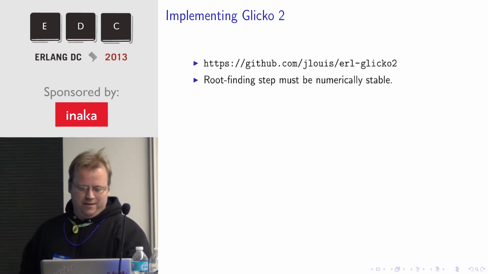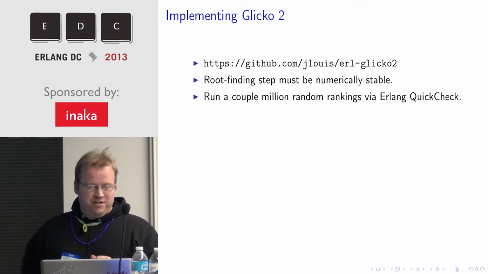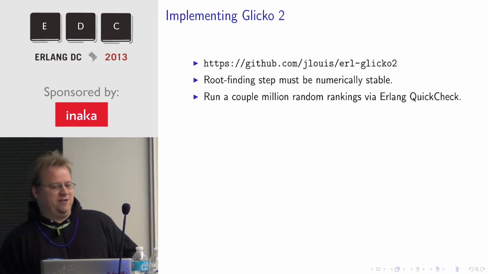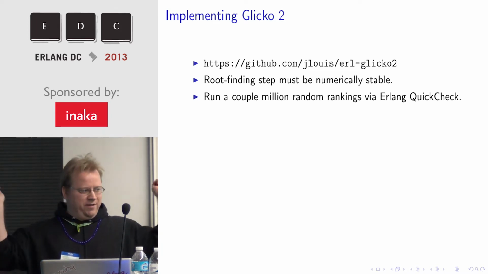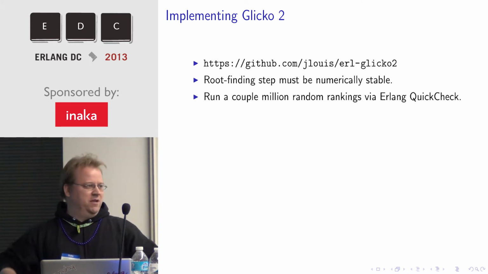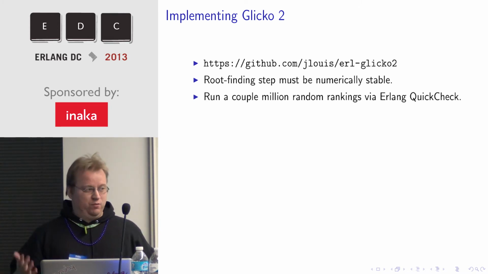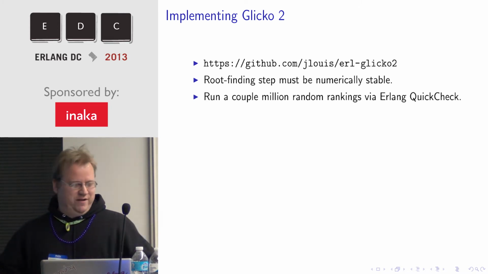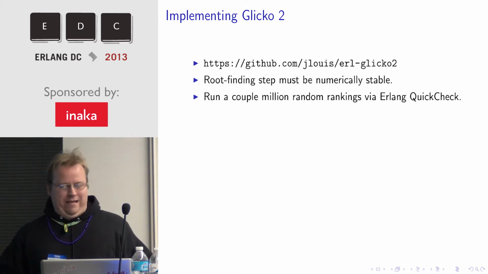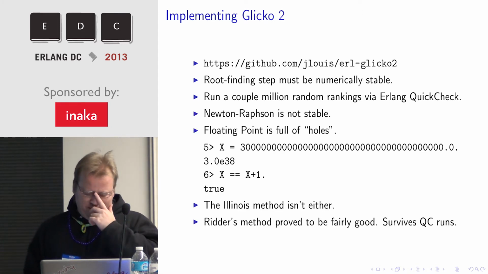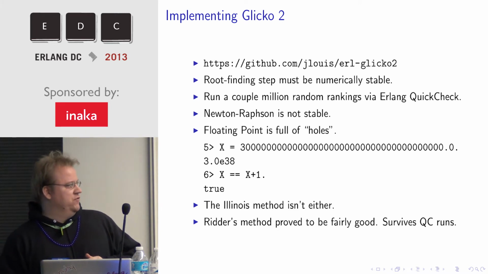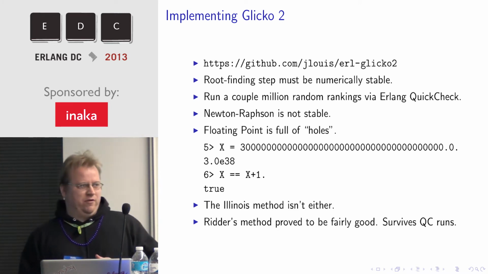And the problem is that the way you do it is, of course, you run a couple of million random rankings or quick checks. You just dump in 1 million runs or 8 million runs into the system, and you see what happens. And what happens is that the system goes into an infinite loop. You're going, why? So it turns out that it originally uses the Newton-Raphson root finding algorithm, and that doesn't work.